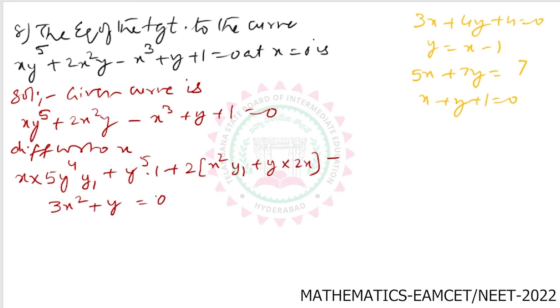Okay, I have done only the differentiation part, right? Now you see that what is given at the point x equal to 0. Here only I want to simplify this.